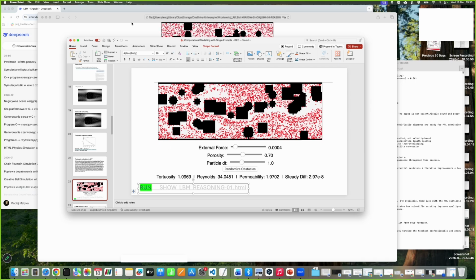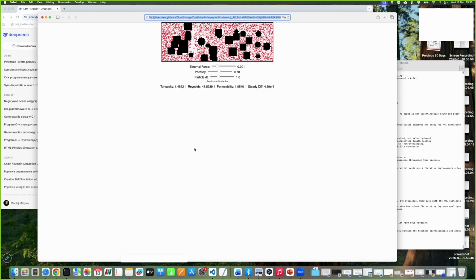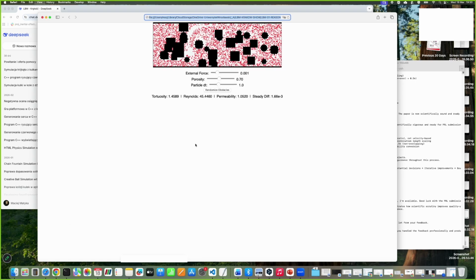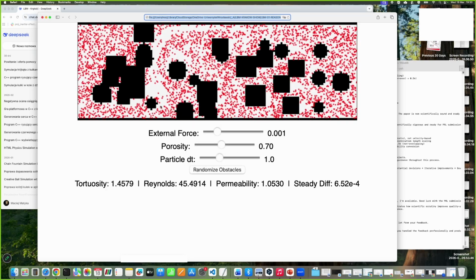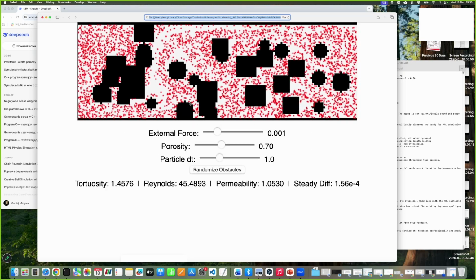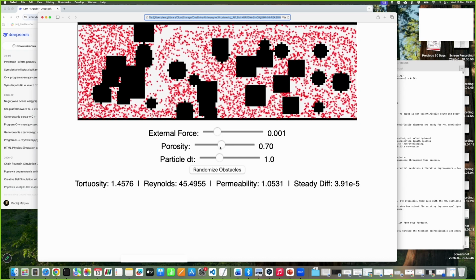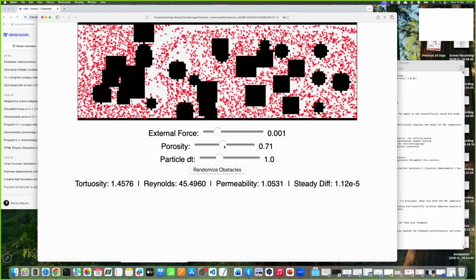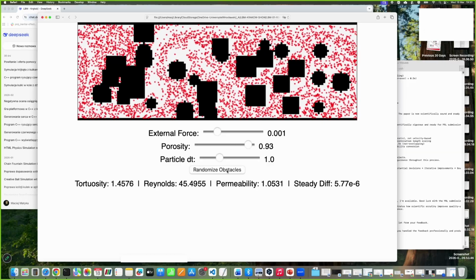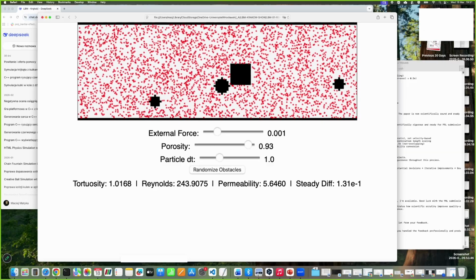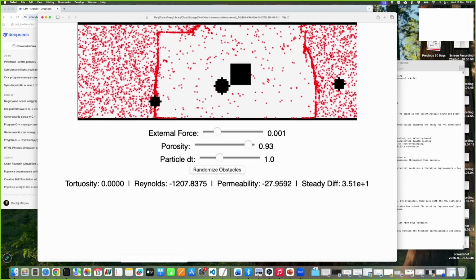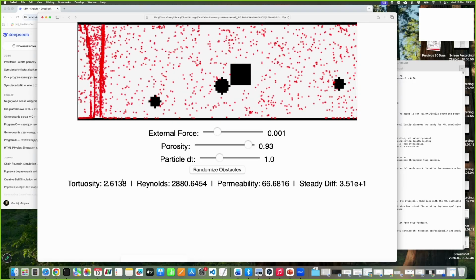Yeah, it's there. So this, let me make it larger. Okay, this is a fluid flow over obstacles in which I can change the external force. Let's not touch it. It has a slider to change porosity, so I can do like 0.93, then it will be like this, and you see tortuosity is 1.0. What happened?